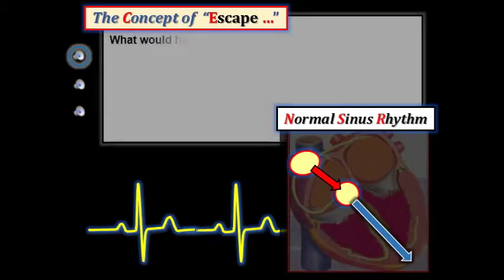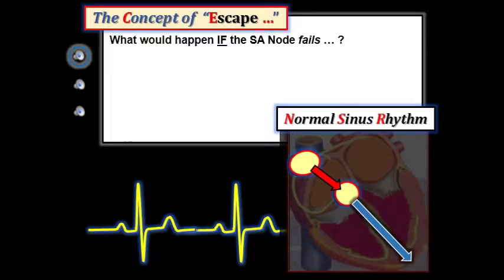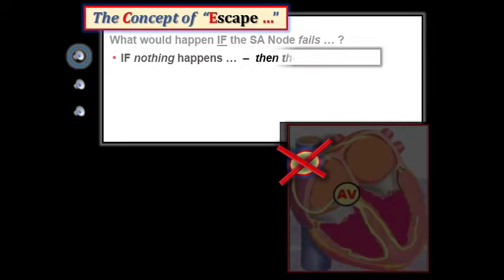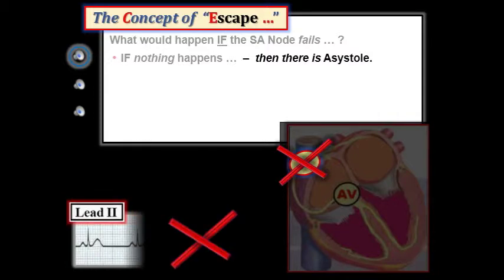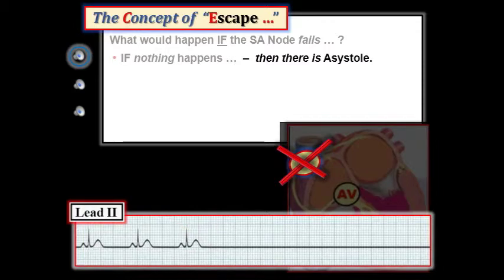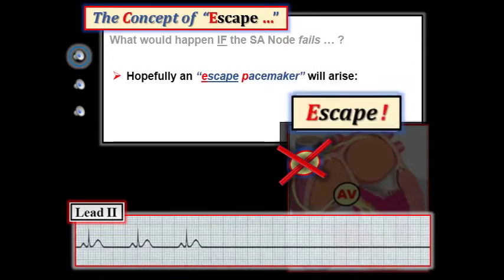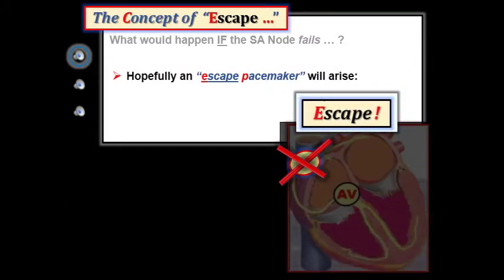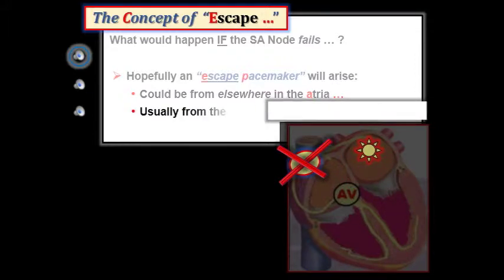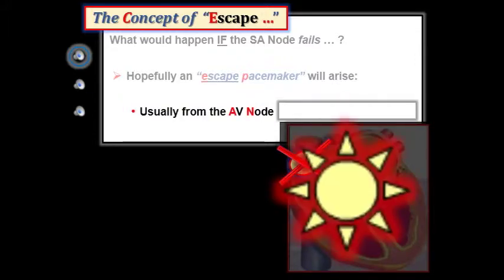But what would happen if, for whatever reason, the SA node fails? If nothing happens, the result will be asystole. So if no other pacemaker takes over the role of the SA node and the SA node stops firing, the result will be a flat line and the patient will die. This is why hopefully an escape pacemaker will arise from some other site in the heart. This could be from elsewhere within the atria, although most often it will be from the next in line intrinsic pacemaker, which is the AV node.